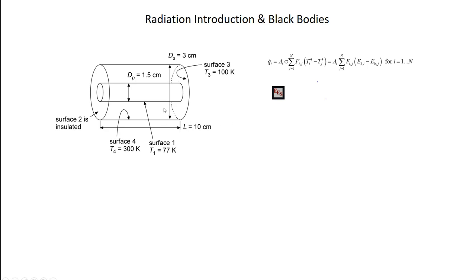I'm sorry. T1 is given. T3 and T4 were also given, 100 and 300. And then this last surface here, it's insulated. So what does that mean? That means that there is no net radiation coming off of this surface. I have radiation heat transfer between this surface and all the other surfaces, but if it's not being externally heated, the net radiation from the surface has to be 0, right?